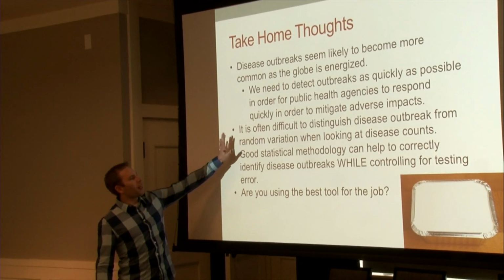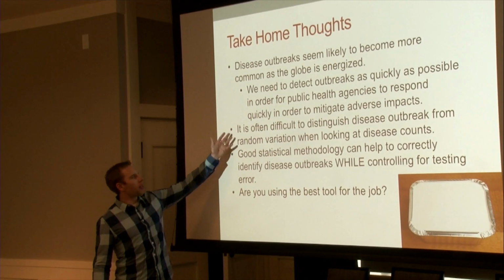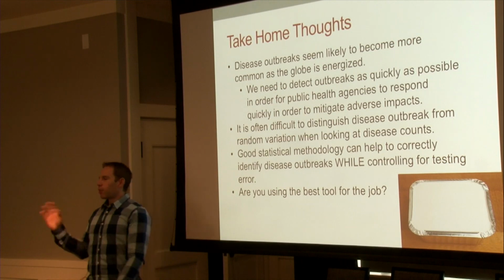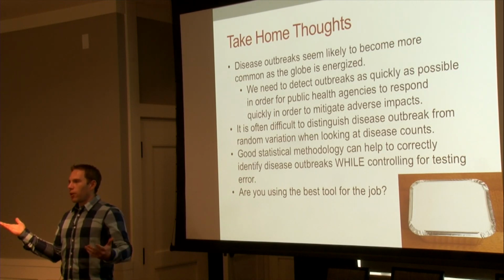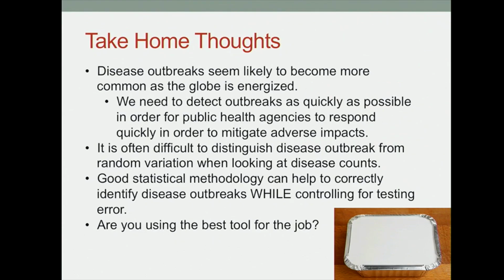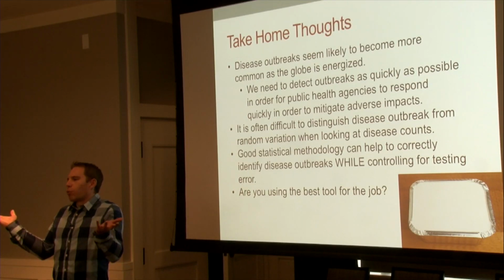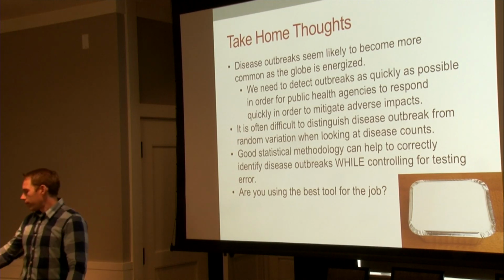Hopefully you get the take-home that it's difficult to distinguish disease outbreak from random variation simply by looking at the disease counts. You just can't do it, right? You need some sort of formal mechanism for doing so. Good statistical methodology can help to correctly identify disease outbreaks while controlling for some sort of testing error. And then I guess the question in general is, are you using the best tool for the job? So that's all I have. Thank you.